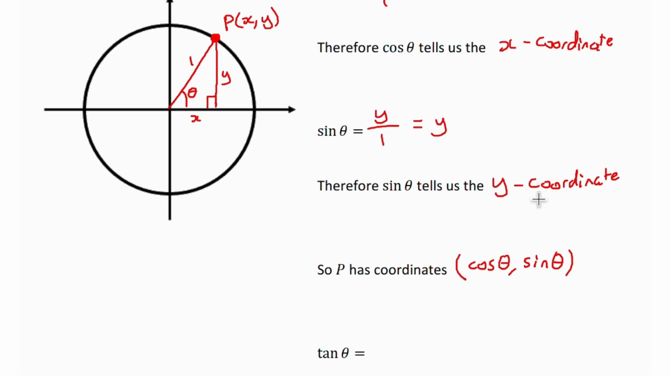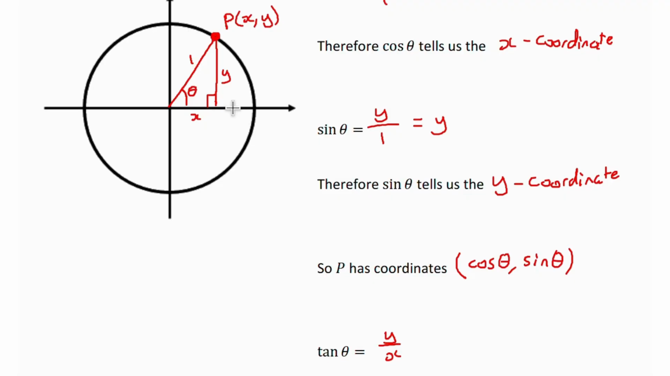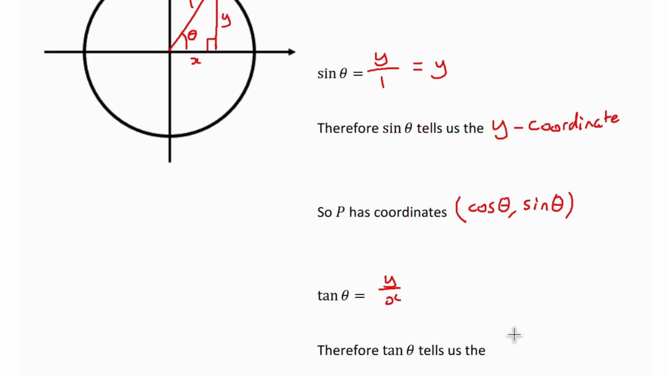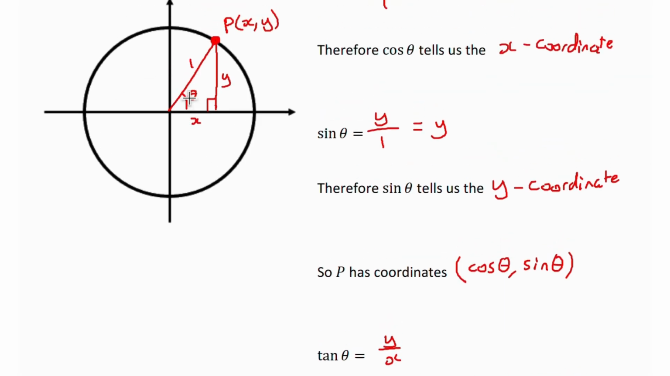We can also define tan in this way because tan is equal to the opposite over the adjacent, which is y over x. But think about what that's telling us. Y is how much it goes up by, x is how much it goes across by. So tan theta is telling us the gradient of that radius that connects the center to the point P.